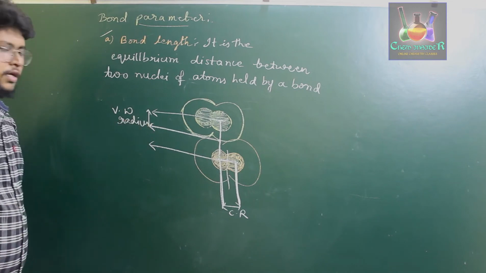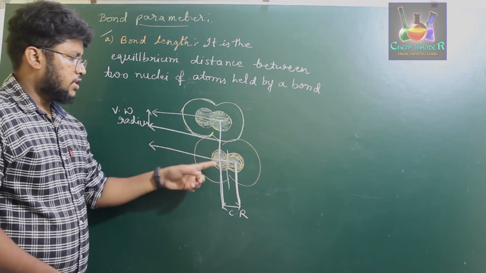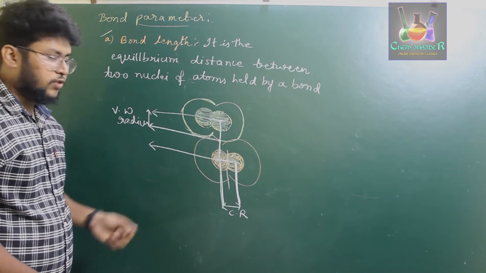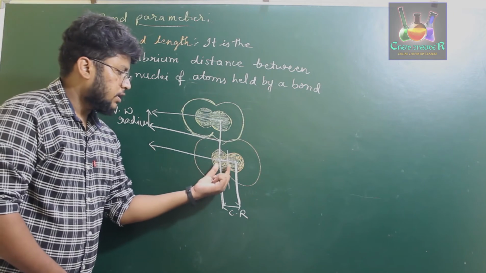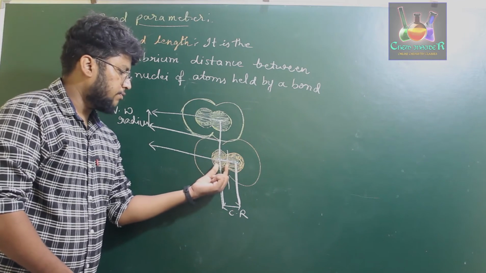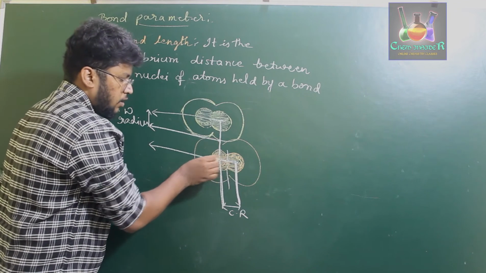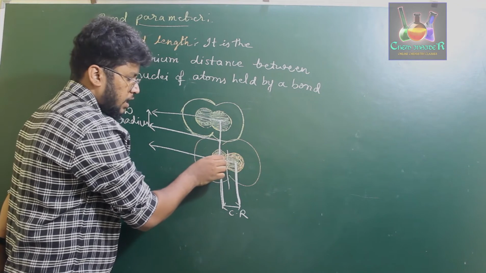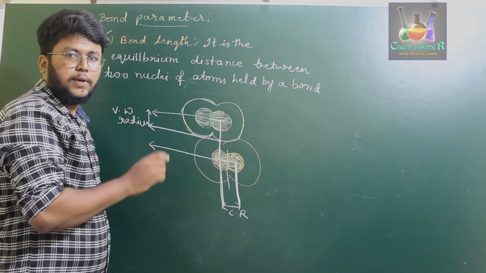Van der Waals radius. If you consider these two chlorine molecules which are just touching one another, the covalent radii is half of the distance between two chlorine nuclei, which are attached to one another in a molecule. That is the covalent radii.